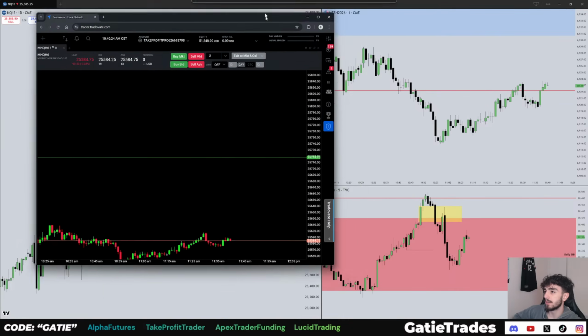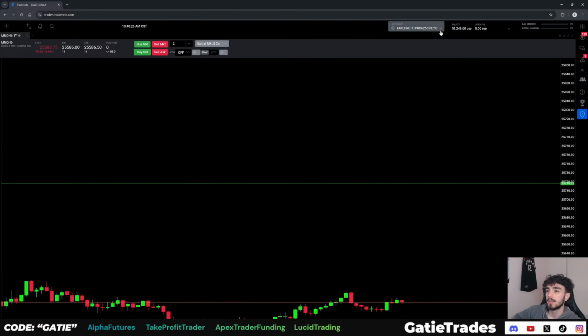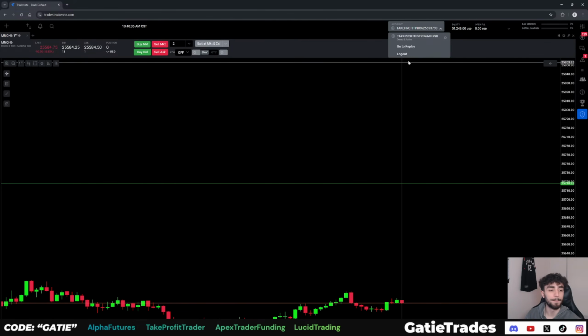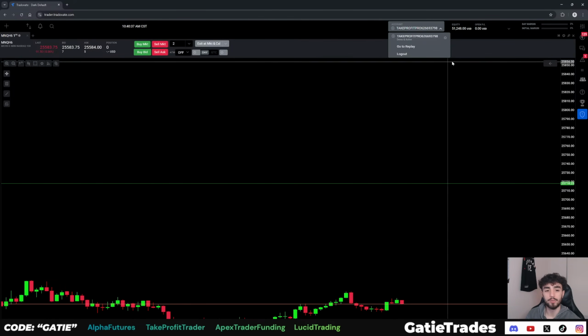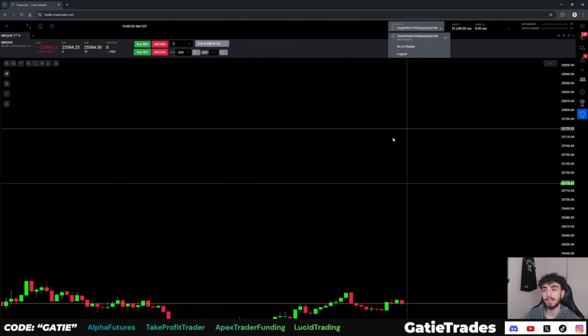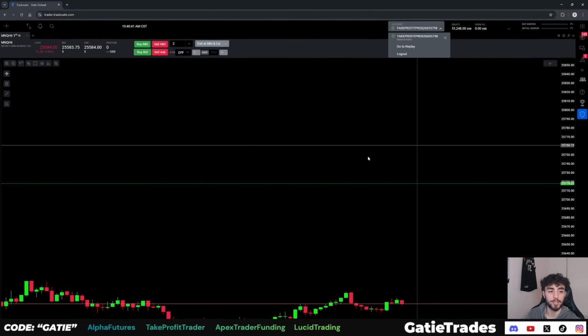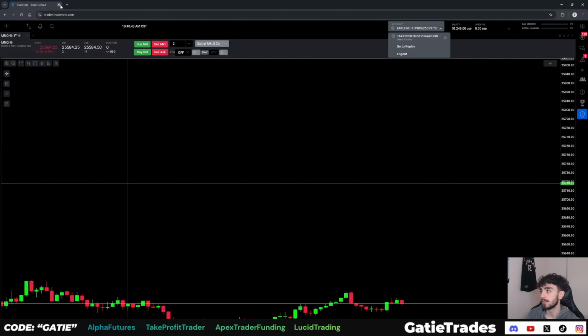So on Tradovate, if you want to copy trade, you're going to click this. Oh shit, I only have one account here, so it won't work. What you're going to do is click this drop down menu, then click manage accounts. Once you click manage accounts, you can drag them into the copy trader. That's it. It's that simple.